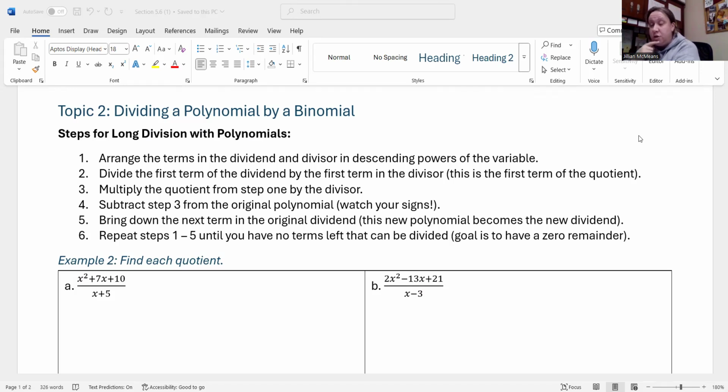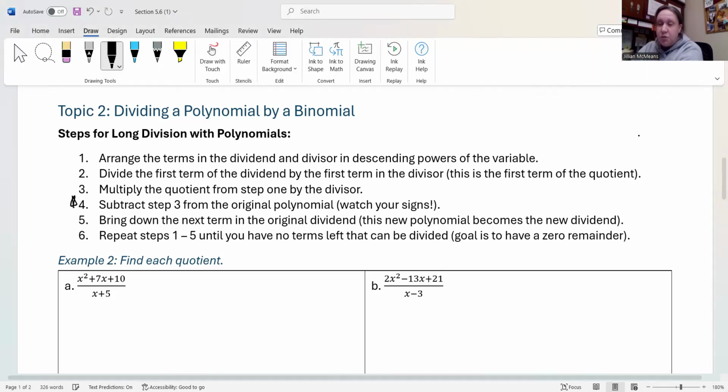You divide the first term of the dividend by the first term of the divisor, and that becomes the first term of the quotient. Then you multiply that first term of the quotient by the divisor and subtract it. And this is where most of the mistakes happen. This step 4 is where students need to be the most cautious because you're subtracting a polynomial. We've already practiced subtracting polynomials, and what you have to remember is you distribute a negative.